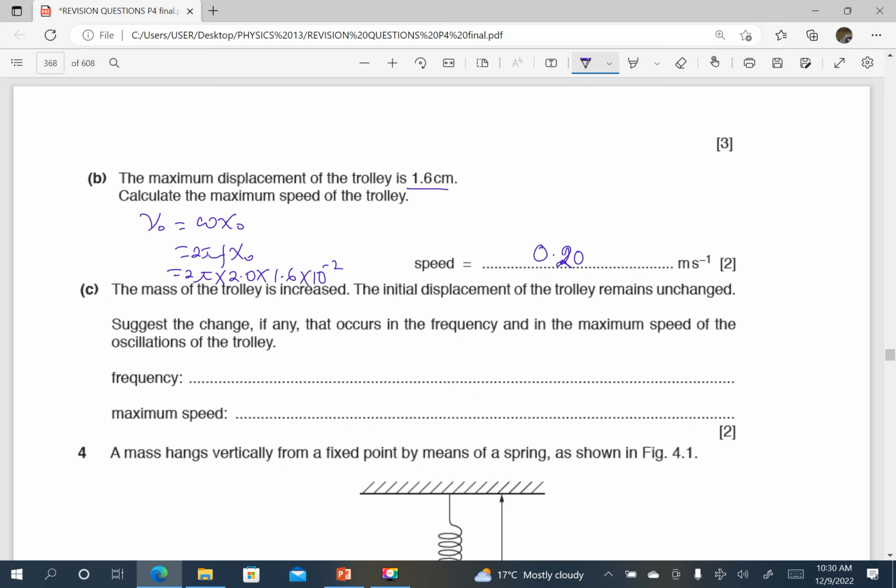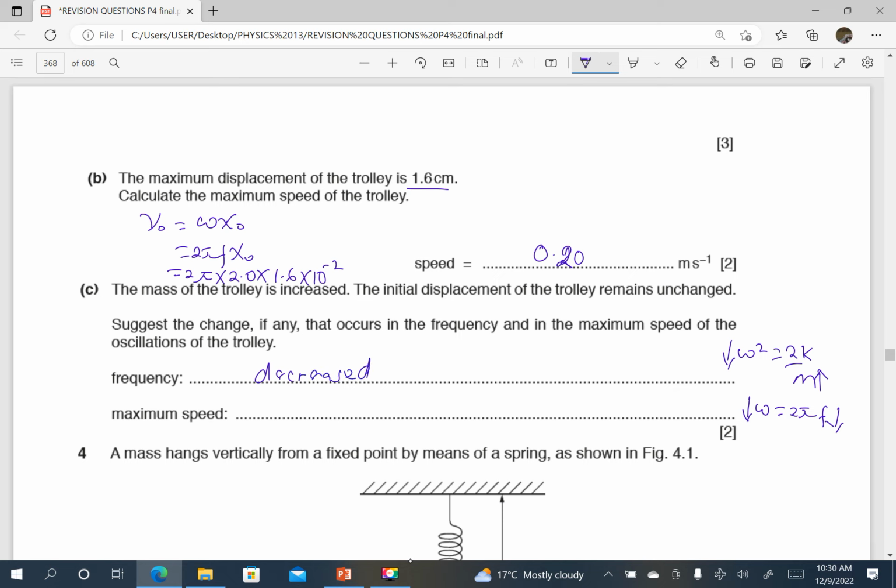The mass is increased, so what happens to the frequency if the mass is increased? Note that omega squared is equal to k over m. When m is increased, omega is decreased. Remember, omega is 2 pi f. When omega decreases, f decreases. So the frequency is reduced.